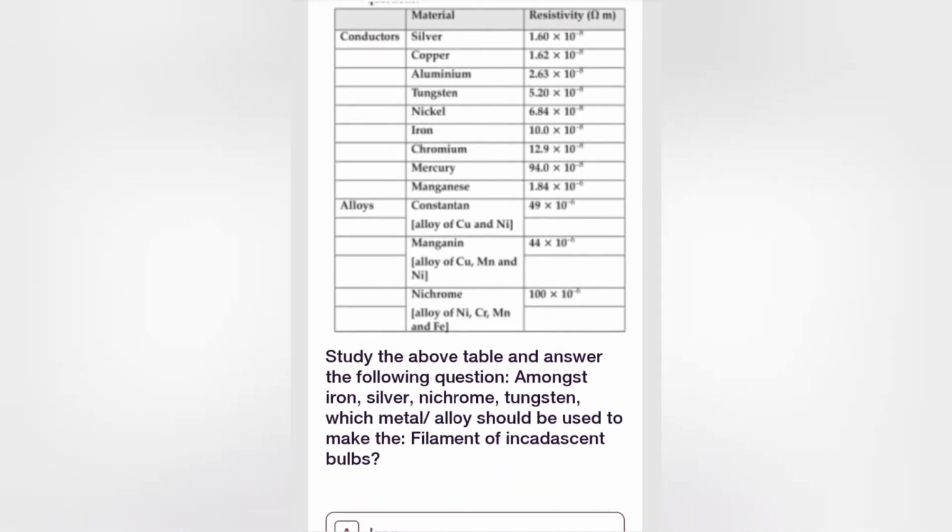Study the above table and answer the following questions. Amongst iron, silver, nickel, nichrome, tungsten, which metal or alloy should be used to make filament of incandescent bulbs? It's tungsten. Okay, so for filament of incandescent bulb we use tungsten, 1.5 into 10 to the power minus 8. That's right.